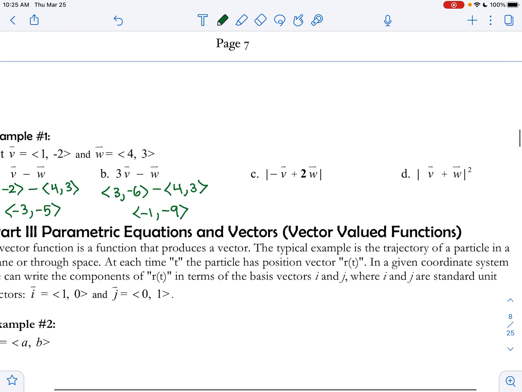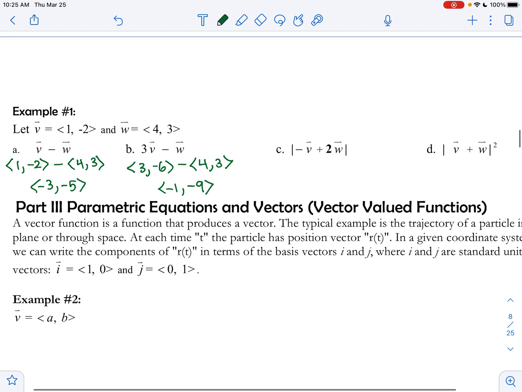Now for part C and part D, when I made these, I didn't make the double absolute value bars, but this is asking for the magnitude. So what I would like you to do for part C is find negative v plus 2w first, and then find the magnitude. So go ahead and hit pause and see if you can get to the answer that I have.